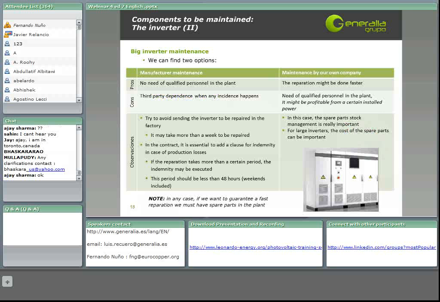Normally, maintenance on our own will only be profitable in large facilities. So, for small facilities, we recommend contracting the manufacturer's maintenance. Anyway, it is important to know that in any case, if we want to guarantee a fast repair, we must have spare parts in our solar plant.